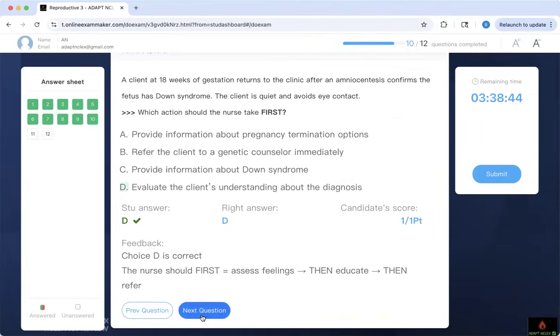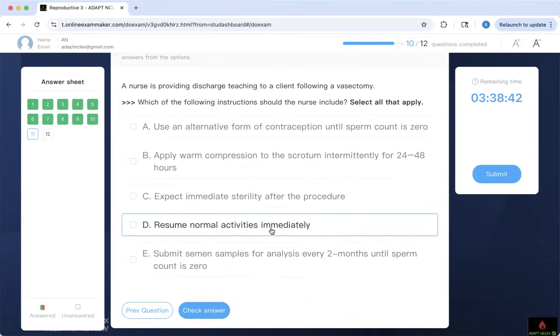Assess first before education. And then, providing teaching to a client following vasectomy. Don't forget about men. Men are part of reproductive health, right? Vasectomy. Which of the following instructions should the nurse include after vasectomy?